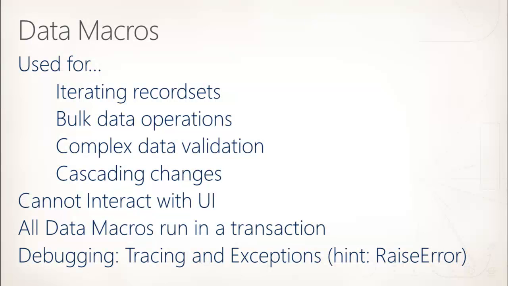All data macros run in a transaction automatically. The user doesn't have to think about that. So whenever a data change of any kind is made, if there's a trigger that causes data macros to fire, they are all wrapped in the same transaction. So if there's a problem with that data macro down the line, it all rolls back. And this is essentially how we do validation.